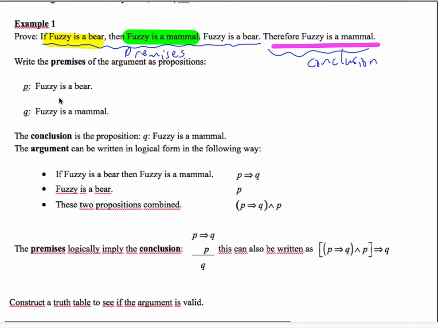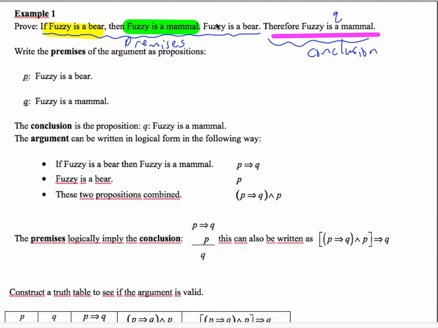Alright, so we have the two statements P and Q. P is Fuzzy is a bear, Q is Fuzzy is a mammal. The conclusion is right here: Fuzzy is a mammal. So that's the Q right there. And we're going to see if that is a valid argument or an invalid argument using a truth table in a second. So here we have the two different premises.